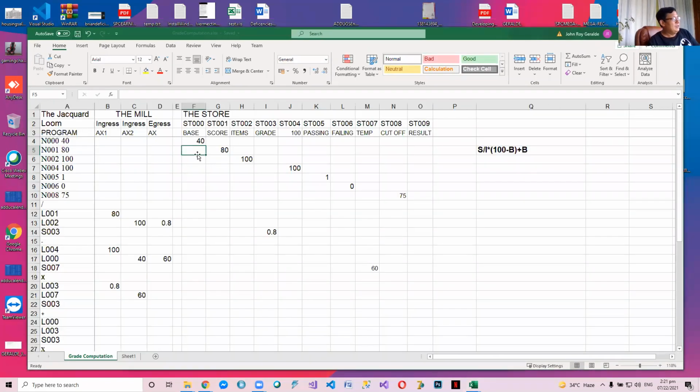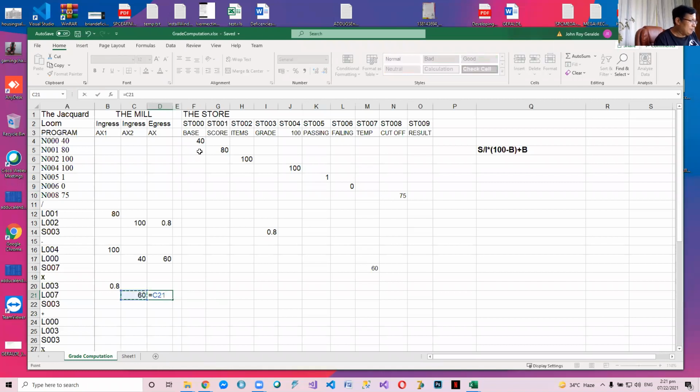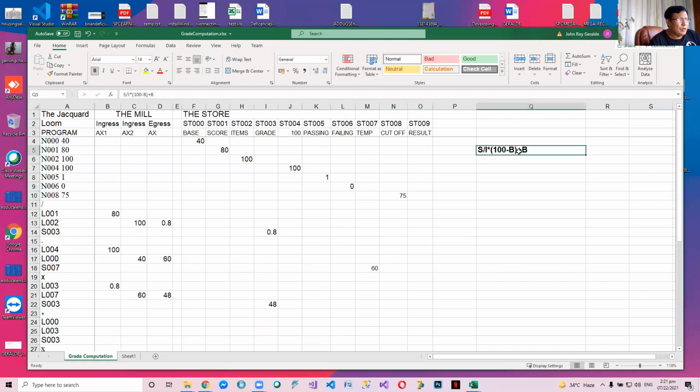Okay. So we now multiply 0.8 with 60. We'll just make a formula. That's 48. And our partial answer for the grade, we'll put it here, 48. Do you follow? This is our partial grade. Are we done? No, because we still have a plus B.